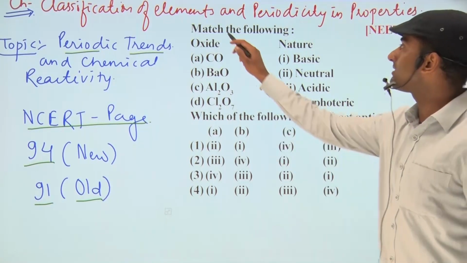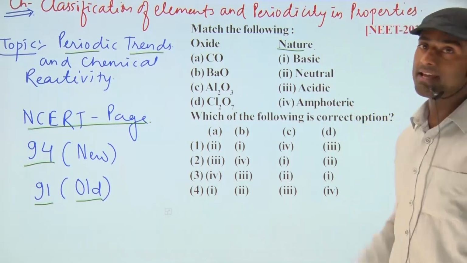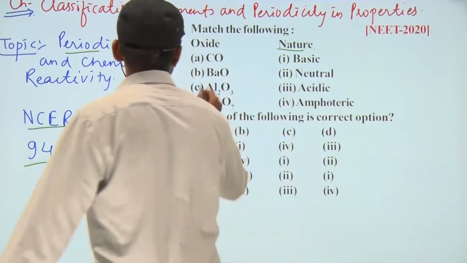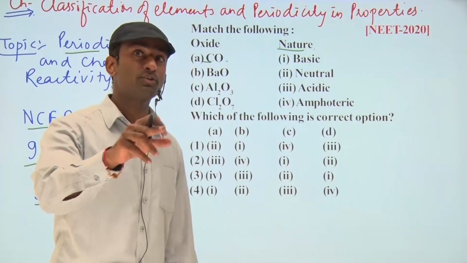And the question is asking to match the following. Some oxides are given here. We are supposed to identify the nature of these oxides. Carbon dioxide is acidic in nature, while carbon monoxide is neutral.